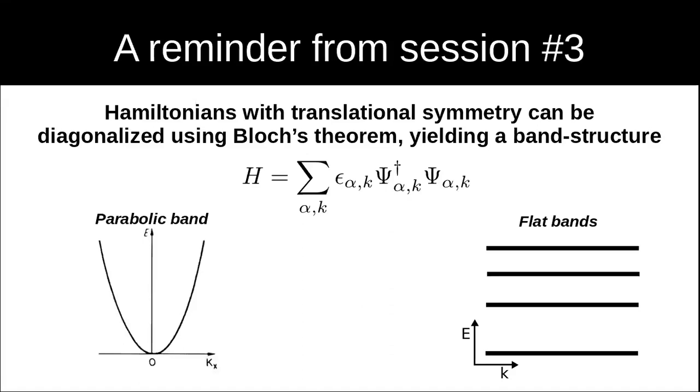As a reminder, let us just recall that in previous sessions, we saw that the Hamiltonian of a system, in particular of a single particle system, can be diagonalized, and when we diagonalize it, we find a relation between the energy and the momentum. This relation between the energy and the momentum is the band structure, and the band structure can have many different forms. It can give rise to a parabolic band, which is the most conventional one, and it can give rise also to flat bands, which is the case of the Landau levels in the quantum Hall effect.